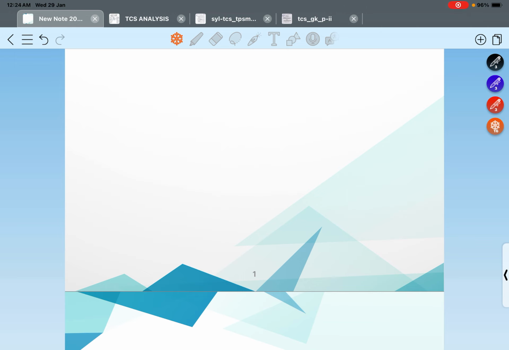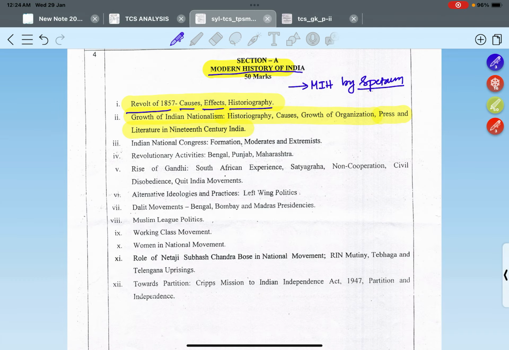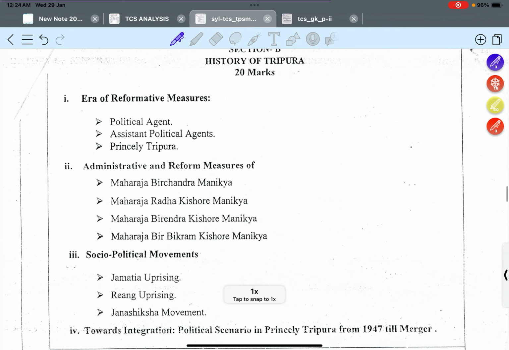Now that is Section B, history of Tripura. In the history of Tripura there are many topics, and there are also many sources. From one place you cannot do everything. So I will tell you the sources, and I will take a topic and explain how deeply you should read.